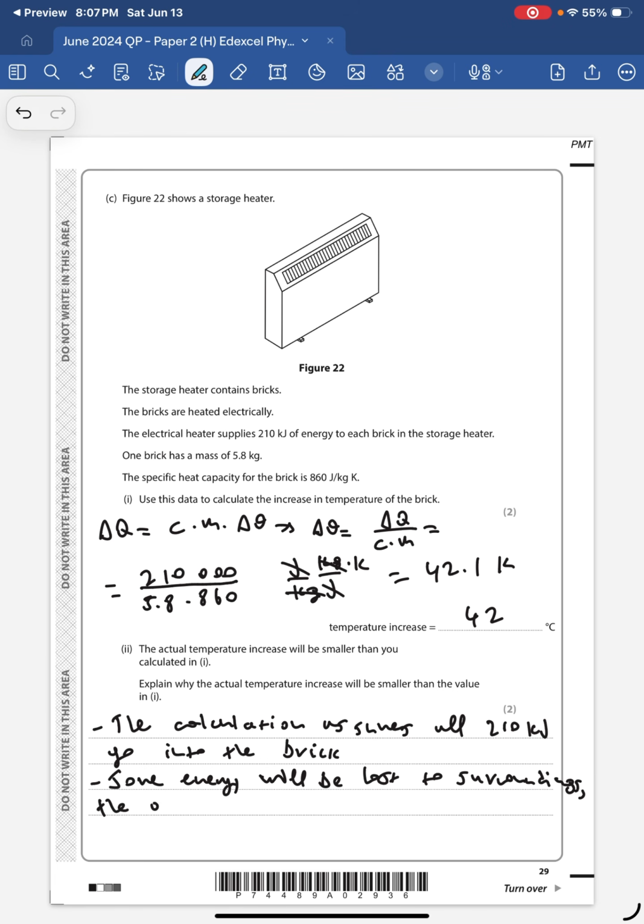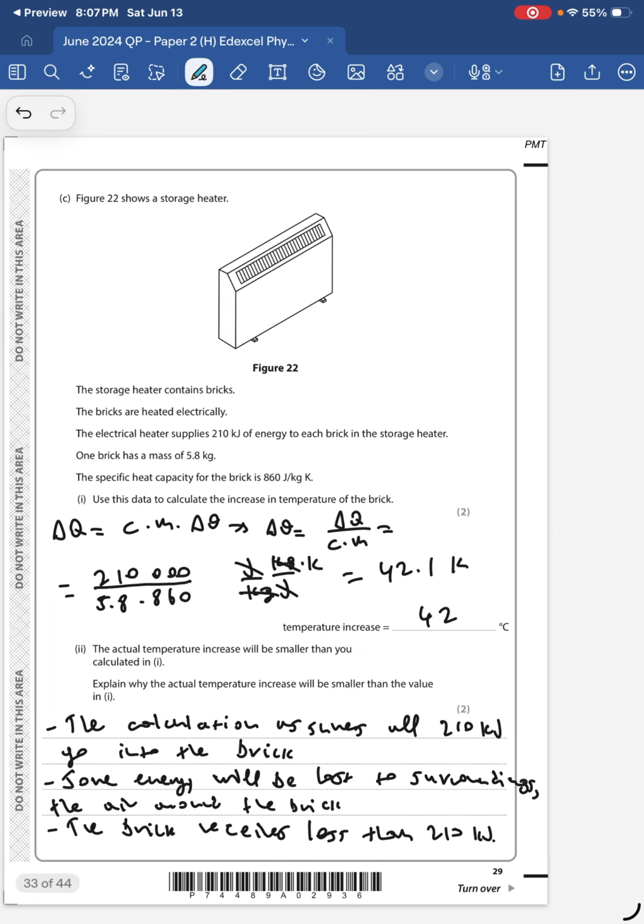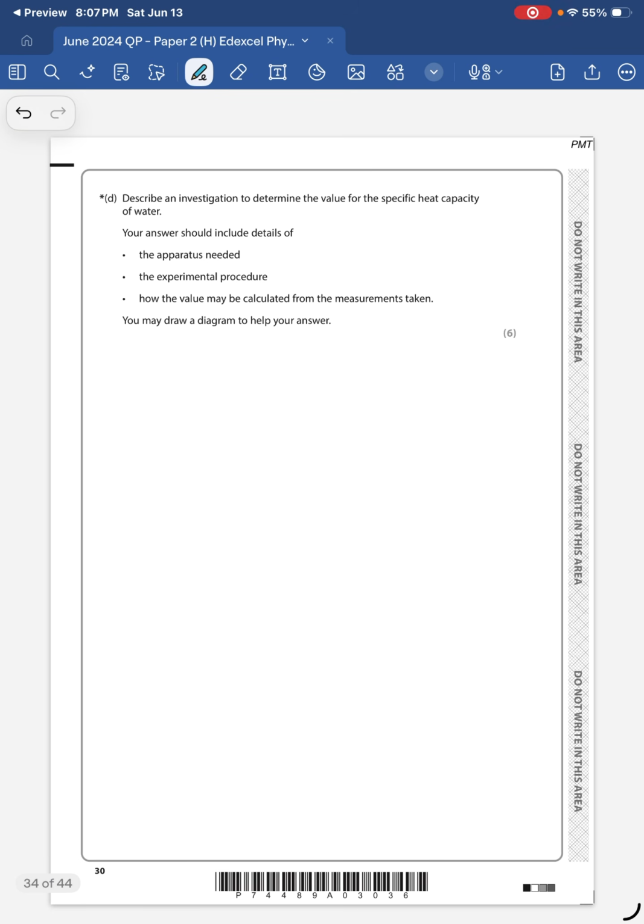Okay, the air around the brick. So the brick receives less than 210 kilojoules. Okay, so that's the answer. Let's move on to part D.